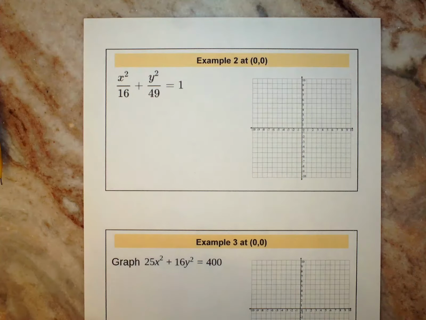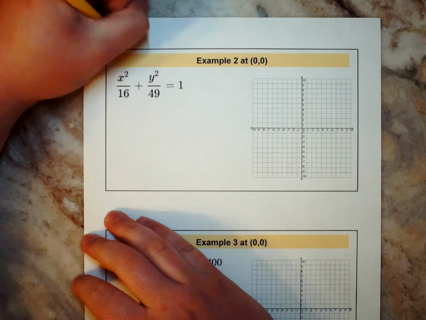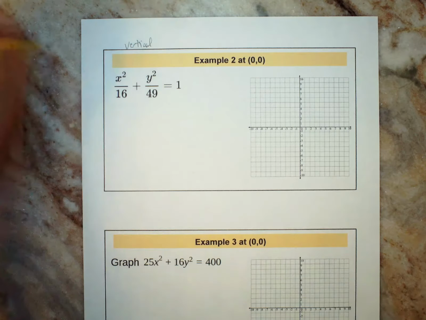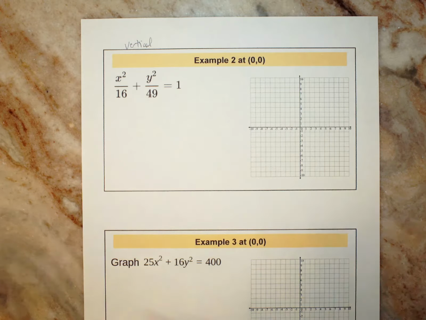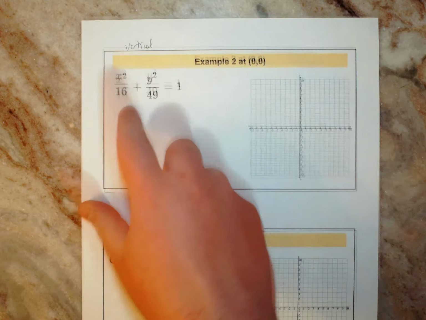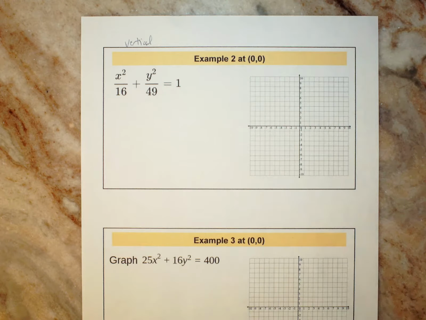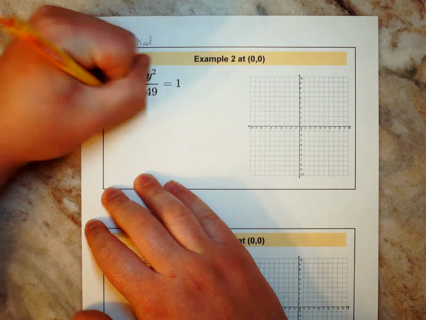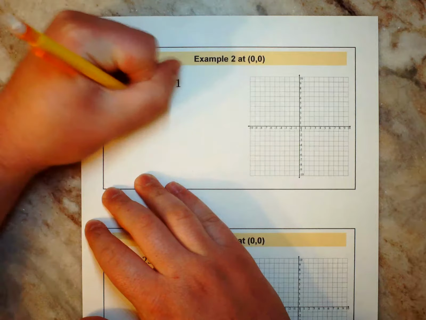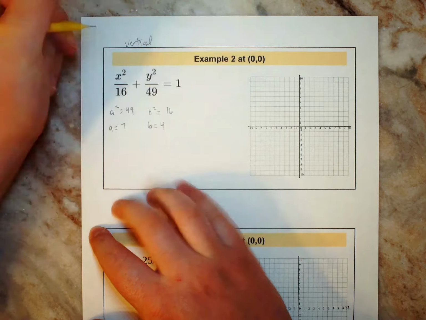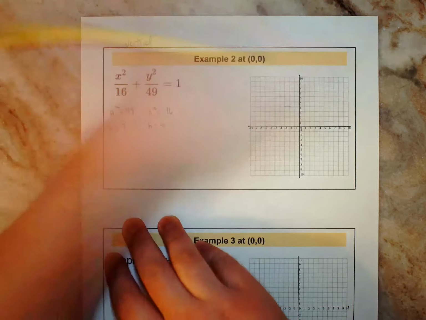All right, next one we got here. First thing, is it vertical or is it horizontal? It is going to be vertical. And why? It is vertical because the denominator of the y squared is greater than the denominator of the x squared. So that makes a squared equal 49 and b squared equal 16, which means a is 7 and b is 4. So again, I'm centered at 0, 0.